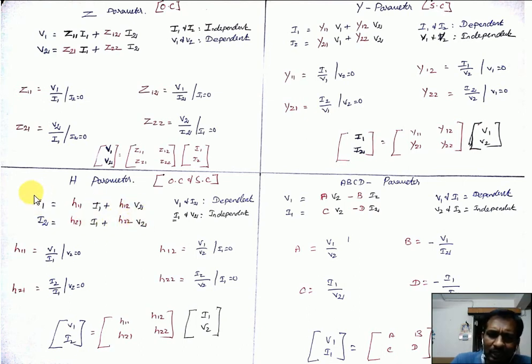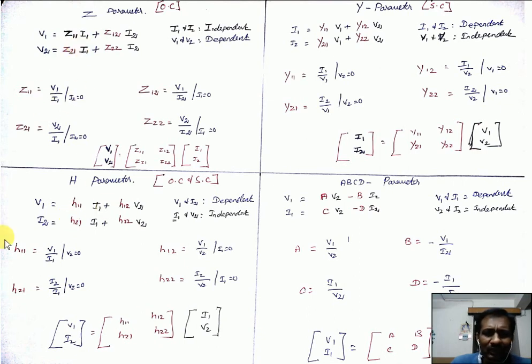Here V1 and I2 is one pair, and I1 and V2 is another pair. I1 is an independent variable, and the remaining one is a dependent variable. The formation of the matrix is important. On the left-hand side there is V1 and I2, then H11 H12 H21 H22, and on the right the remaining I1 and V2. This is how you form it.